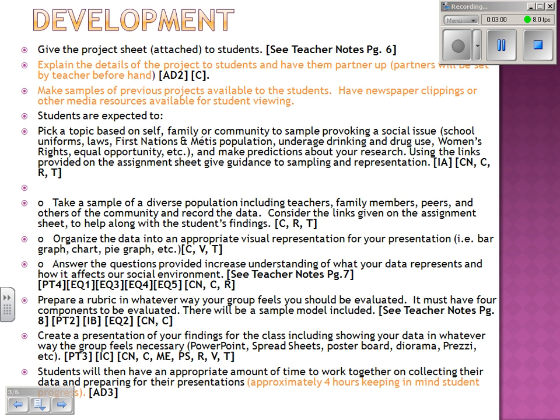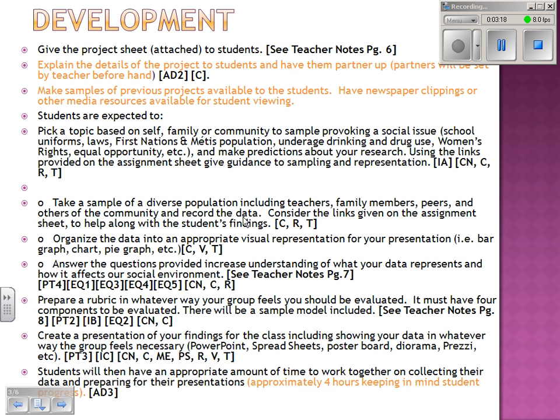As well, if the students are having trouble getting a topic, we would have newspaper clippings or other media resources, so that maybe something they read or saw in these articles will click with them, and then they'll have an idea.